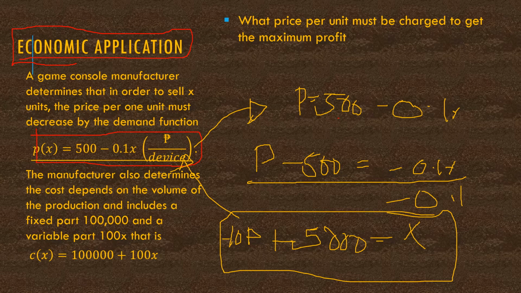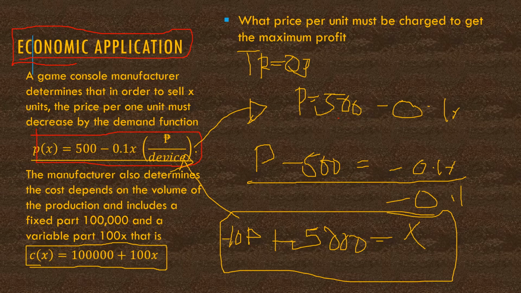At saka mas maganda din po gamitin natin ang price function because in deriving the total revenue, mas maganda po yung gamitin yung price as a multiplicative rather than the quantity. Okay, so the manufacturer also determines the cost depends on the volume of the production and includes a fixed part, which is the 100,000, and then the variable part, which is considered to be 100x. That is, of course, the total cost function already.